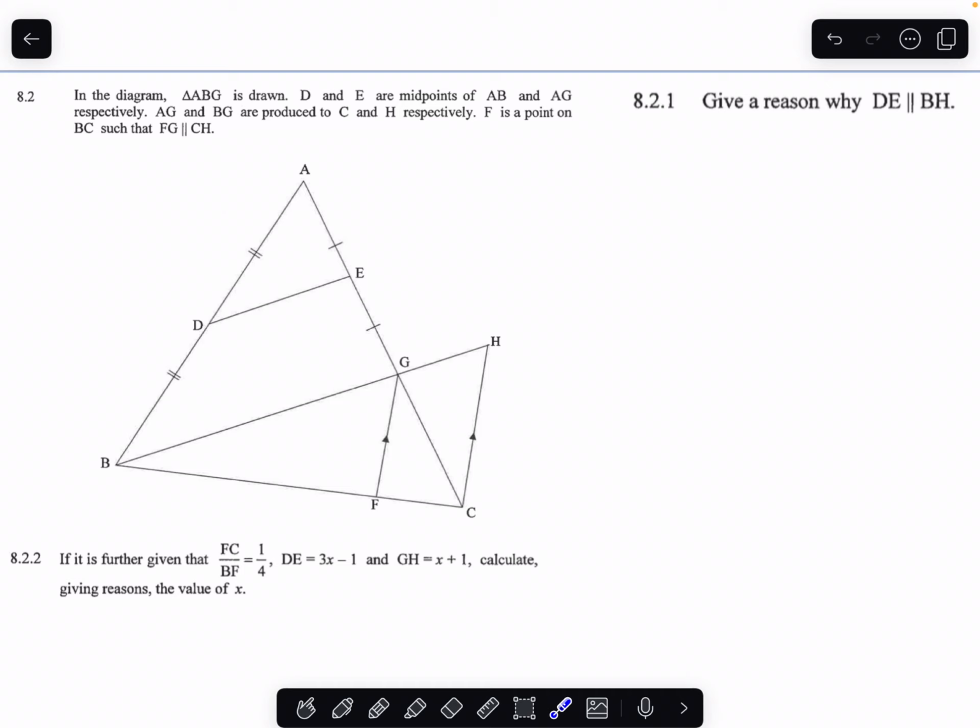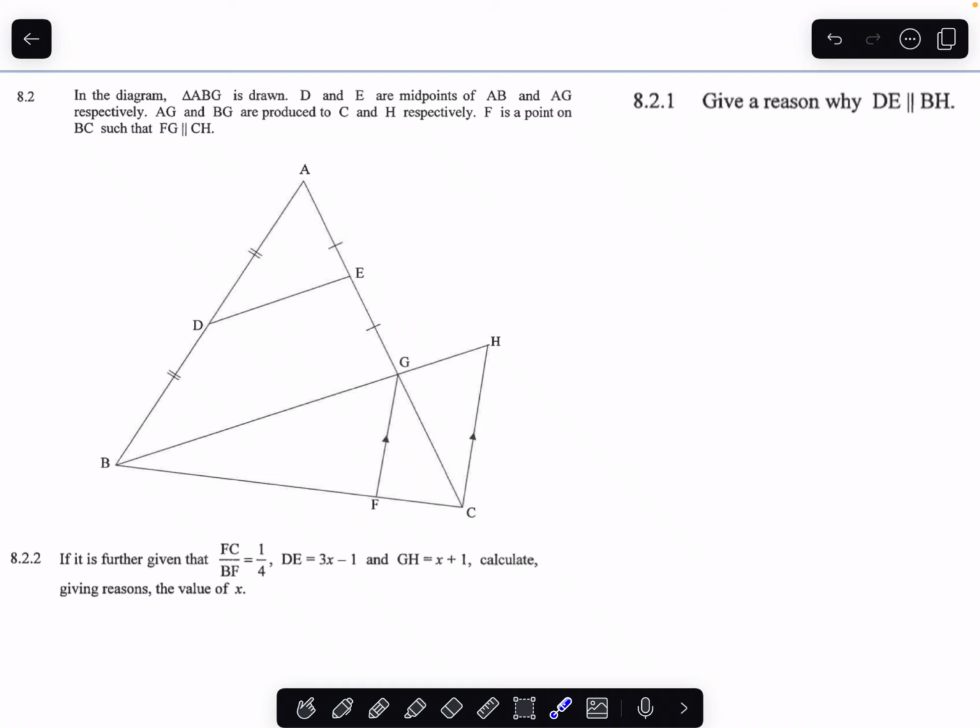AG and BG are produced to C and H respectively, so AG is extended to C, and BG is extended to H. F is a point on BC such that FG is parallel to CH. So we have this situation here: this side is parallel to this side, meaning that this side gets split in the same proportion as this side gets split by this line.